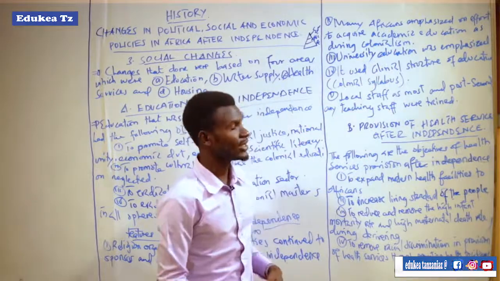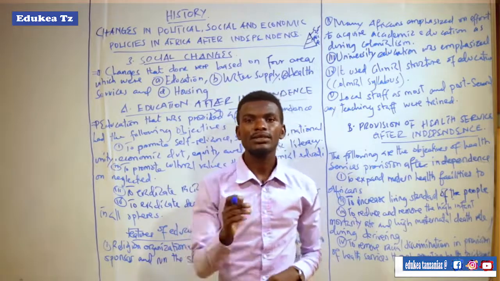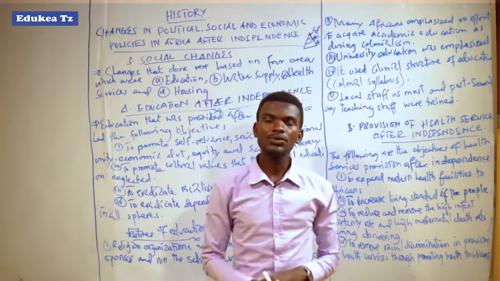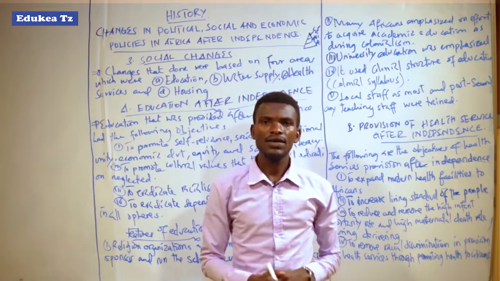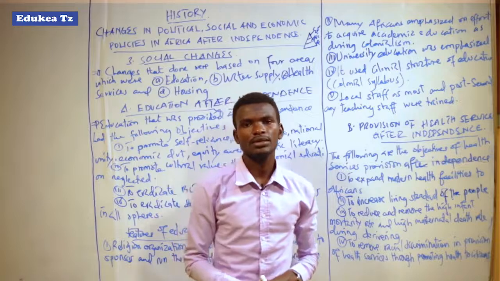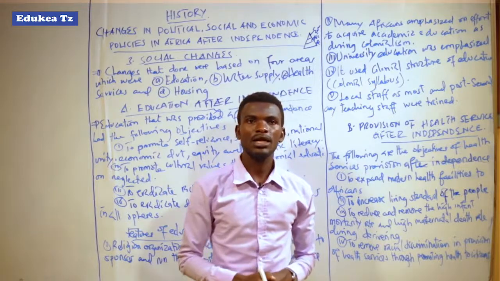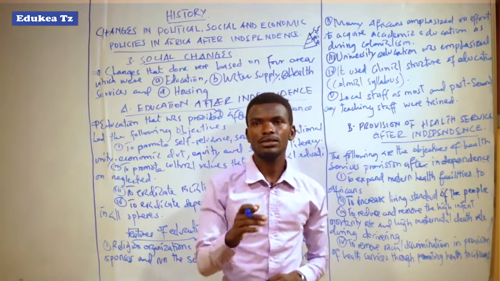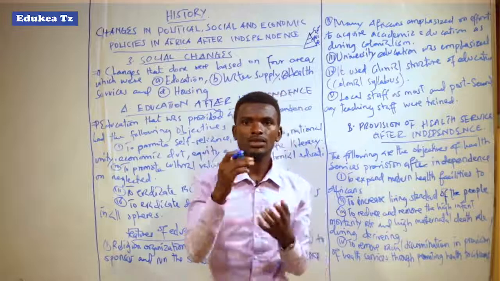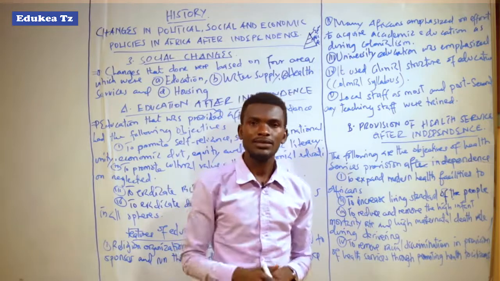But another one, university education was emphasized. It means that after independence, the education which was provided emphasized getting university education. Up to 1960, few people in Africa got a university degree. The people who had a bachelor degree in Africa were few, not more than 100 people in Africa. So you can see that was a small number of people who had a university education.